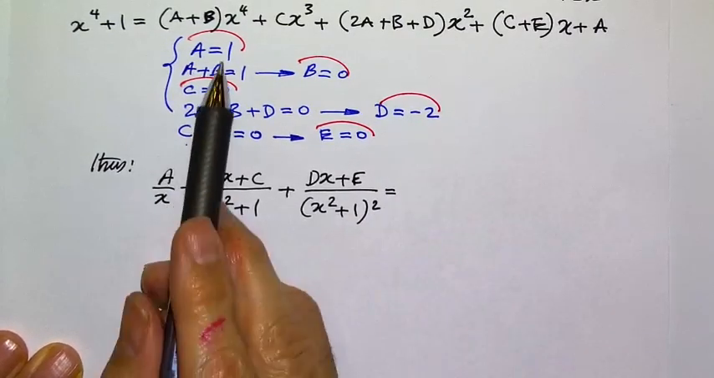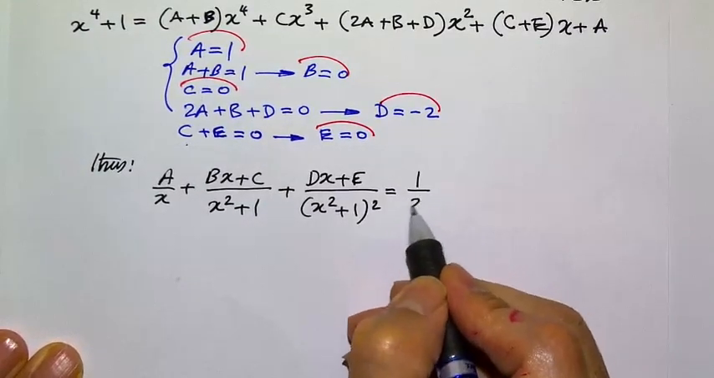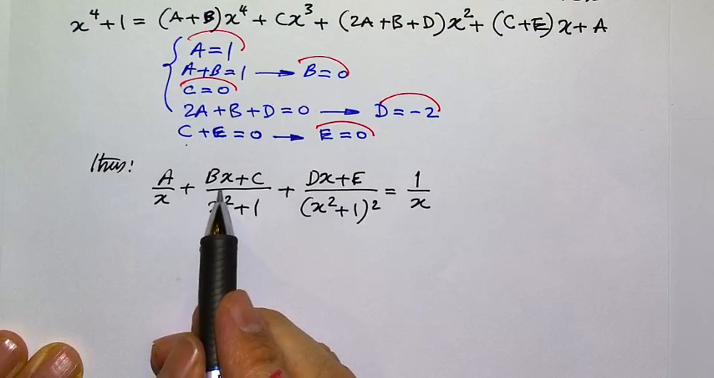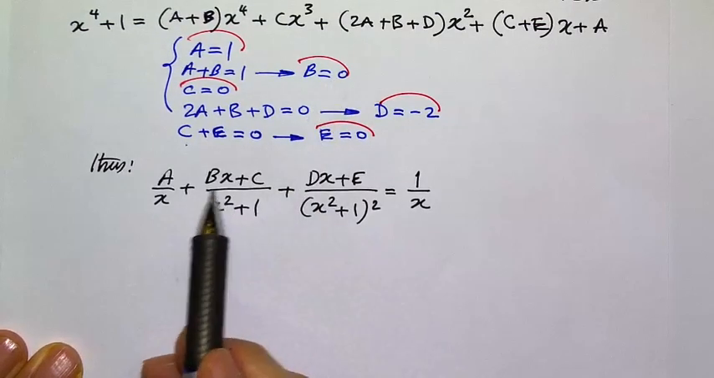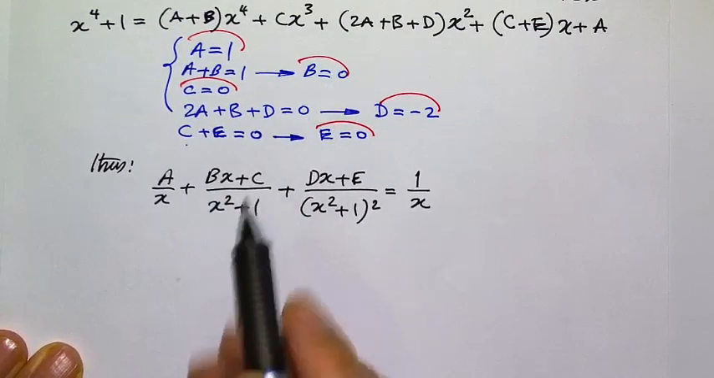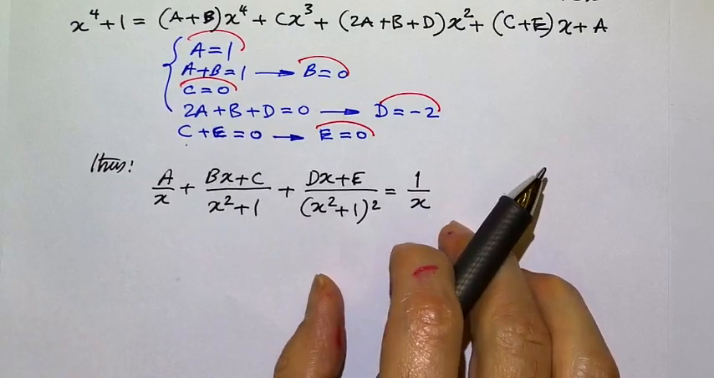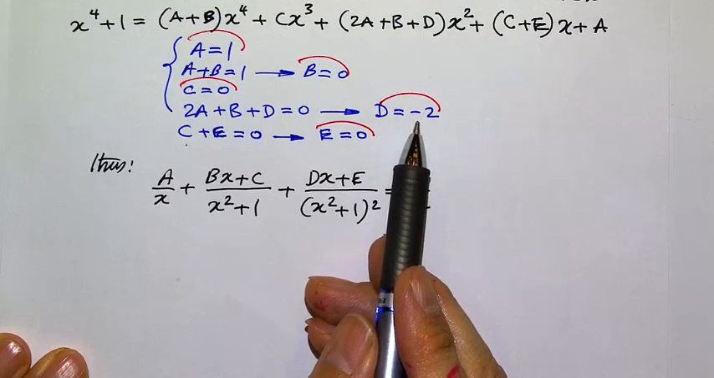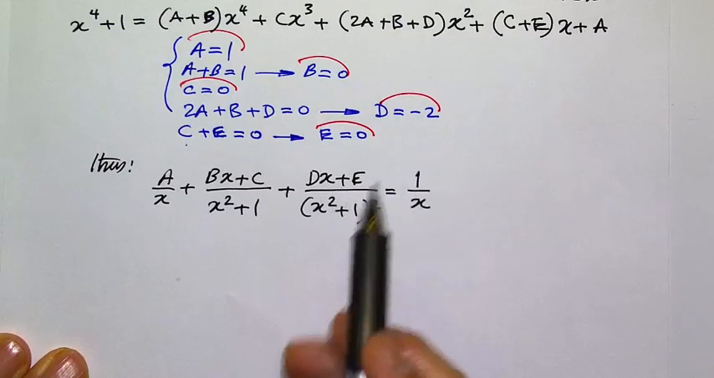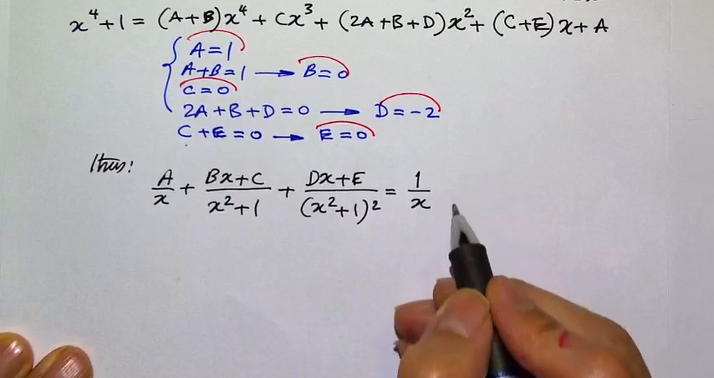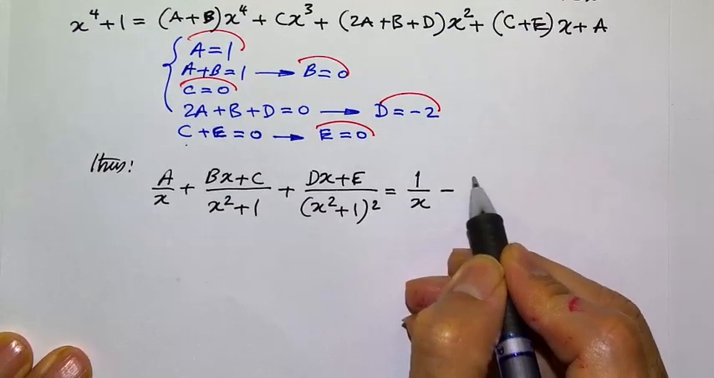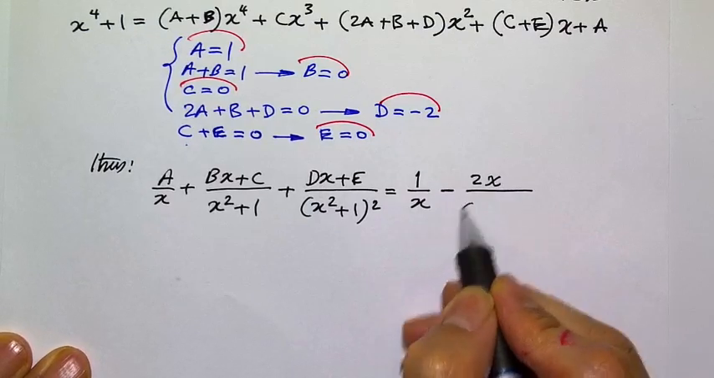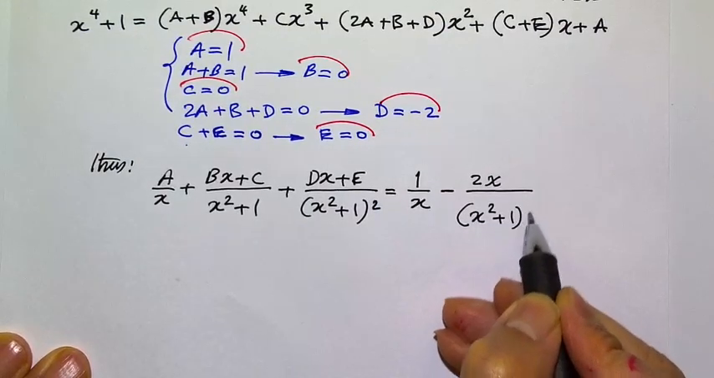So substituting for A with 1, we get 1 over x plus B is 0. C is 0. 0 divided by that is 0. So this whole term drops out, right? We end up with D being minus 2. So minus 2x plus E, which is 0. So we get minus 2 times x, minus 2x divided by x squared plus 1 squared.